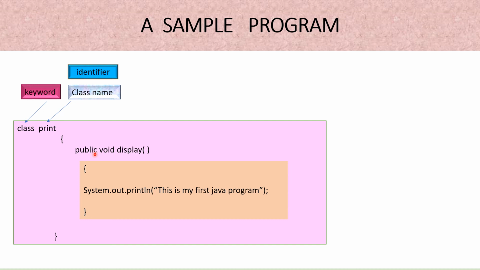Coming to the next word here, it is public. Again this word is also fixed. Before writing any method you have to use this word public to give it public access. So this is again a keyword. The next word void is also fixed, so this is also a keyword.